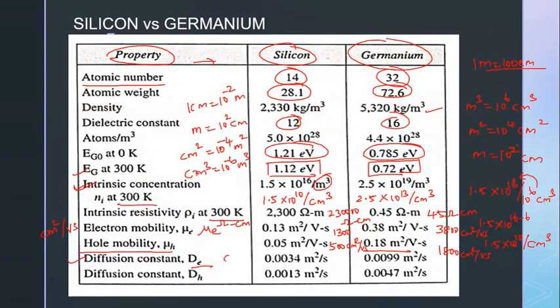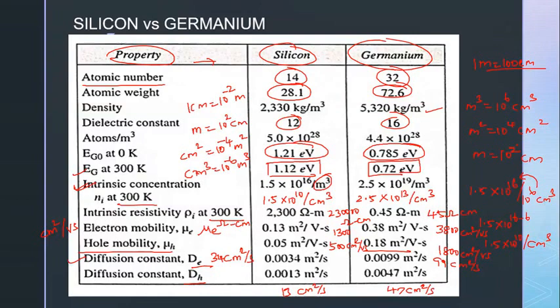If it is expressed in terms of centimeter square per second, it will be 34 for silicon and 99 centimeter square per second for germanium. Diffusion constant for hole, it will be for silicon 0.0013 meter square per second, and for germanium it is 0.0047 meter square per second. In centimeter square per second, it will be 13 for silicon and 47 for germanium.